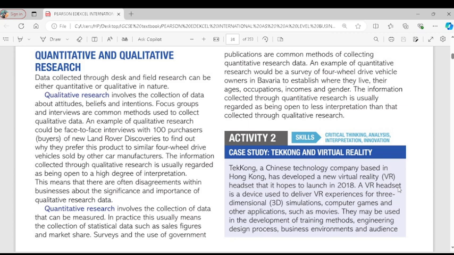So why is it qualitative and why is it quantitative? We get to know quantitative and qualitative research. Data collected through desk and field research can be either quantitative or qualitative in nature. We go to qualitative research. Qualitative research involves the collection of data about attitudes, beliefs, and intention. So we call it qualitative research because it talks about your point of view, things that you cannot see, but your intuition, your feelings, your attitude, things that you believe are true. This is what qualitative research is about.